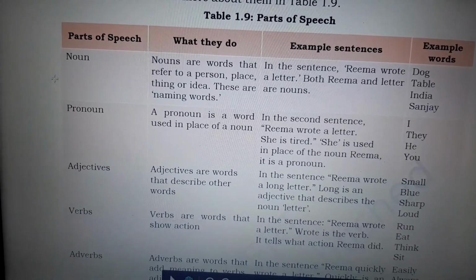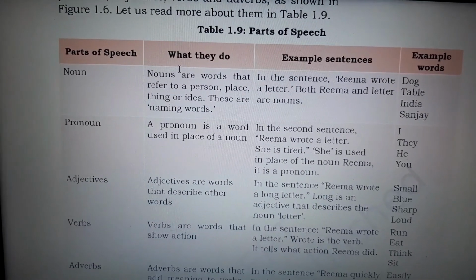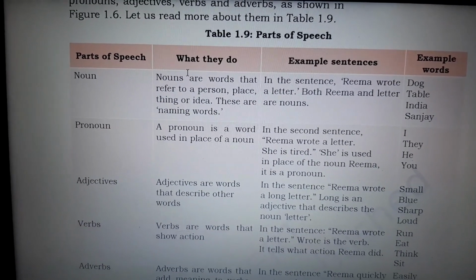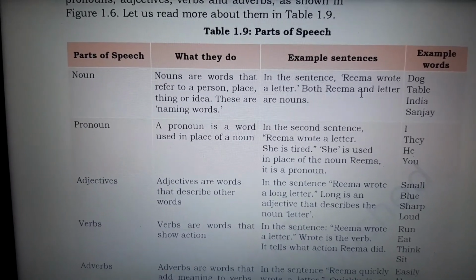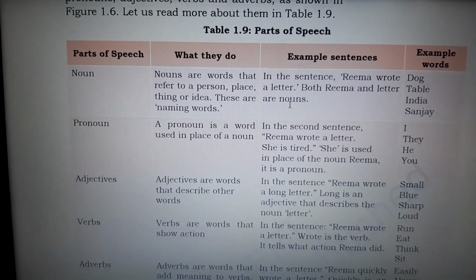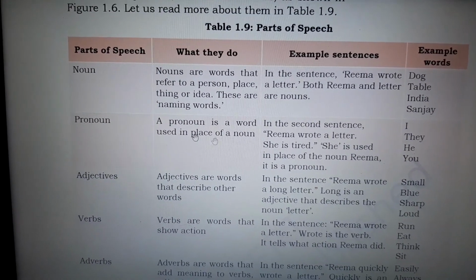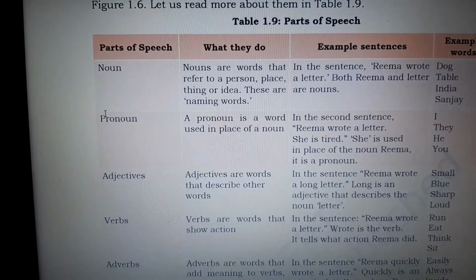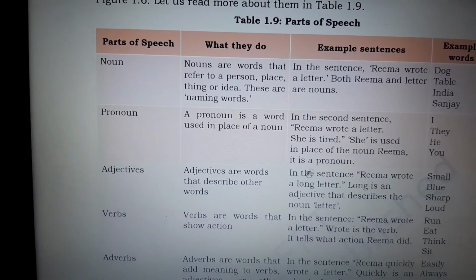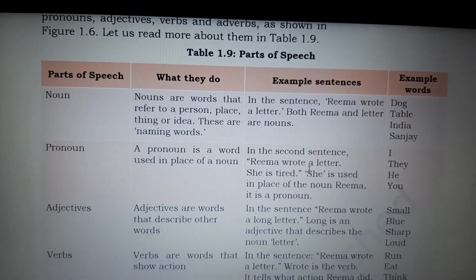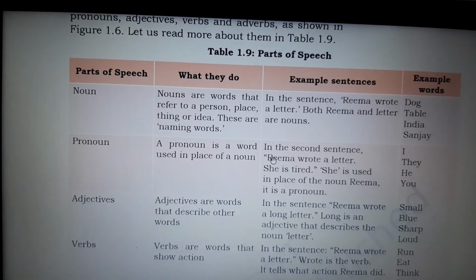First comes the noun. As we know, nouns are the words that refer to a name, place, animal or a thing. Let us take an example. Rima wrote a letter. Both Rima and letter are nouns. Pronoun. A pronoun replaces a noun. For example, Rima wrote a letter. She is tired. So she is used for Rima here.